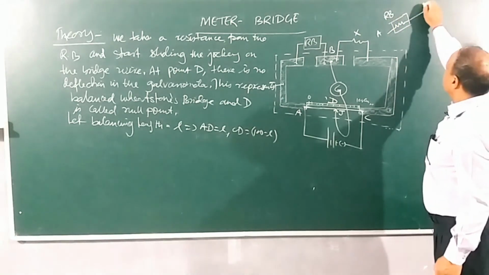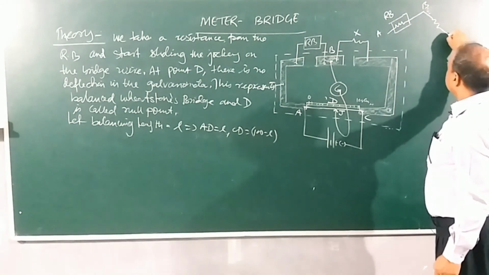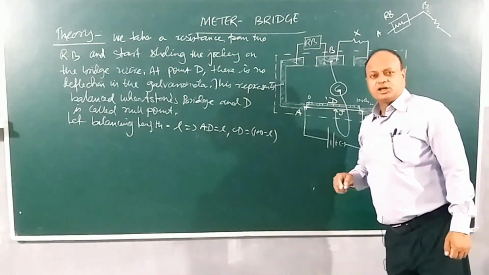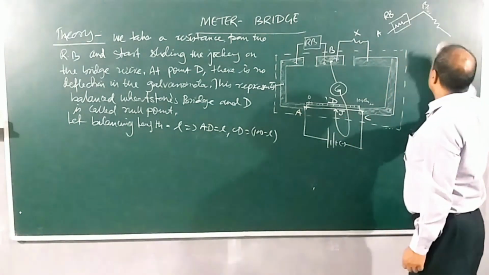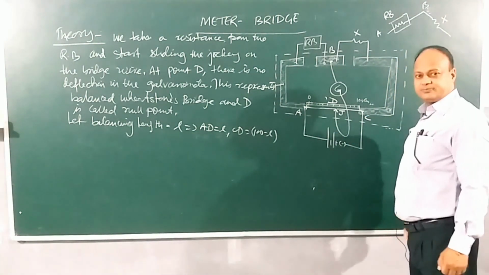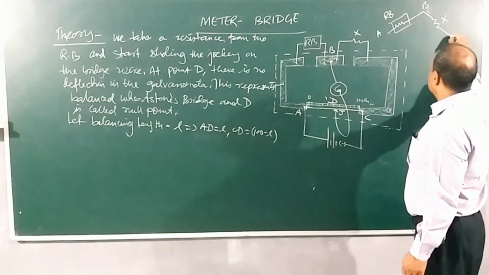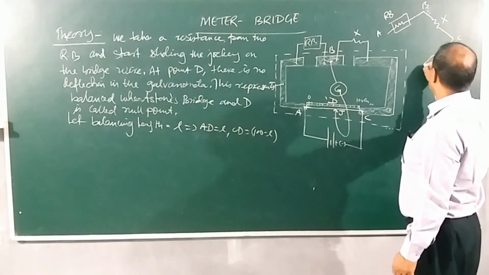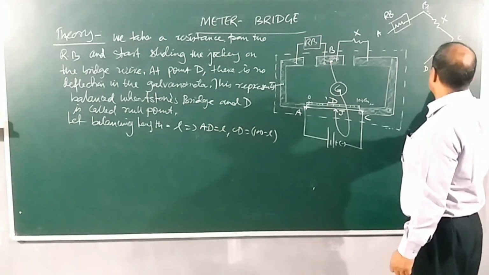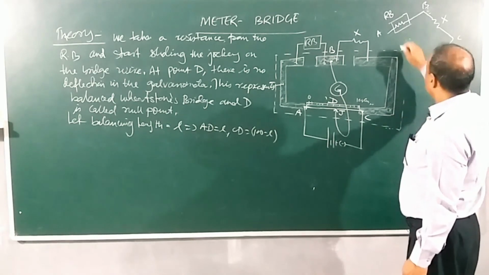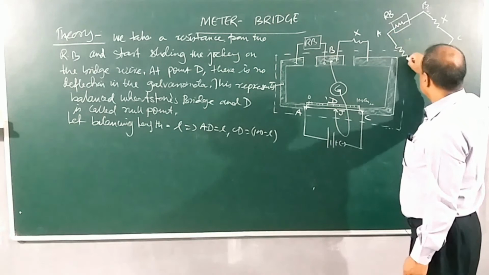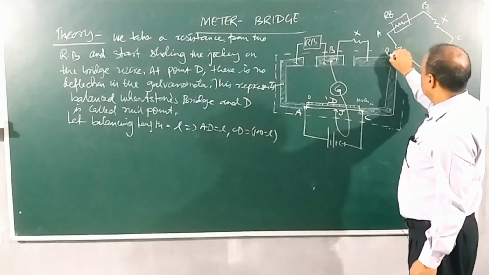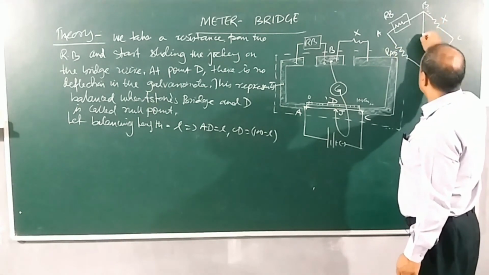Between B and C, we are ignoring the resistance of copper strips, which have very low resistance. So this is the unknown resistance, that is X. This is point C. Between C and D, we have the resistance of wire CD, which I will write as RCD. And between A and D, I have the resistance of wire RAD. And here I have a galvanometer.